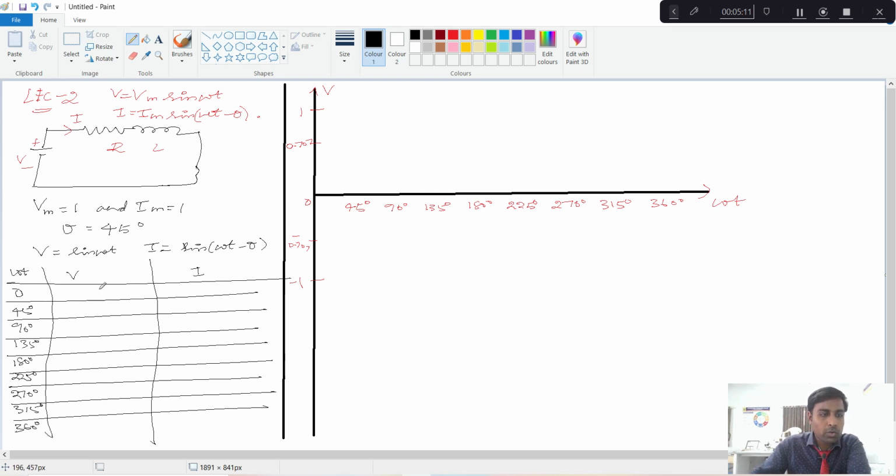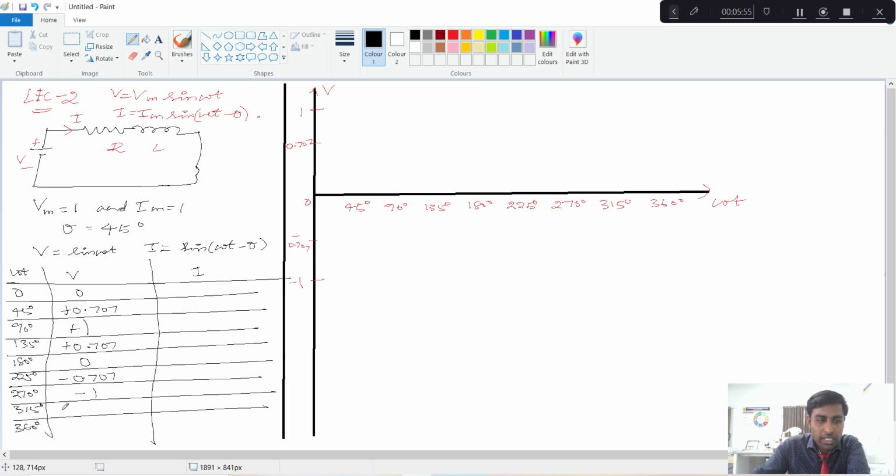Now I'm going to substitute all these omega t in the V expression. Sine of 0 will obviously give 0. Sine of 45 will give plus 0.707, and sine 90 degree will be plus 1. Sine 135 degree will also be plus 0.707, and sine 180 degree will give 0. Sine 225 degree will be minus 0.707, and sine of 270 degree will give minus 1.